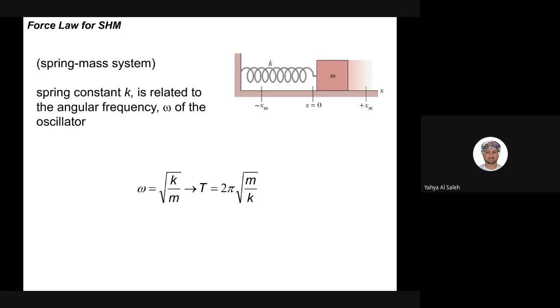So if we know the mass of a system and the spring constant, we can tell exactly how long it will take to oscillate between one point to another.